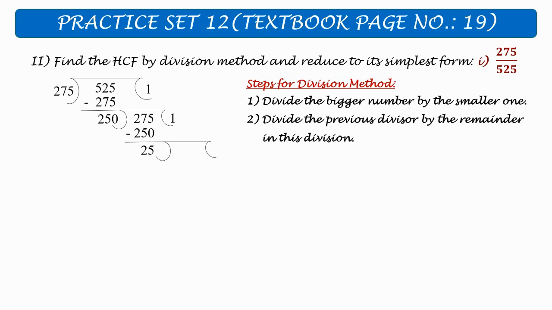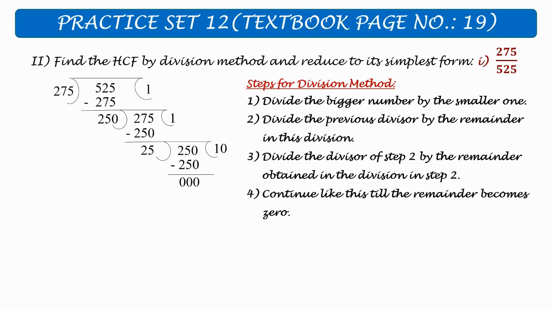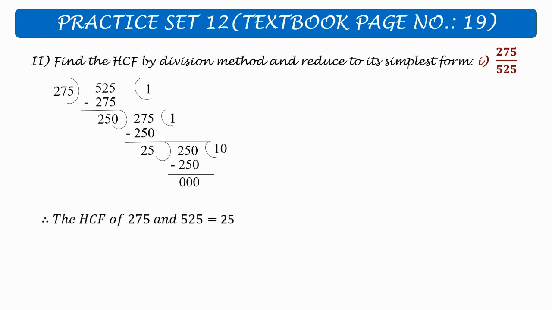Again, in the third step, we know that we have to take the divisor of the second step, that is 250, as the dividend, and we will be taking the remainder obtained in step 2 as the divisor in step 3. So here we will be dividing 250 by 25. So we know that 25 multiplied by 10 is equal to 250. So 10 we will be writing on the right hand side and 250 we will be subtracting from 250. So we get the remainder as 0. So over here the HCF of 275 and 525 is equal to 25.